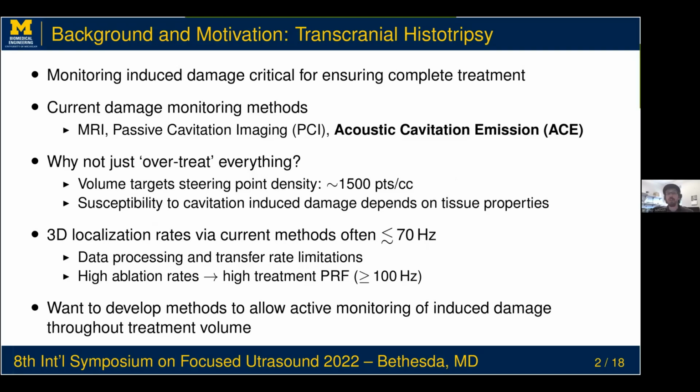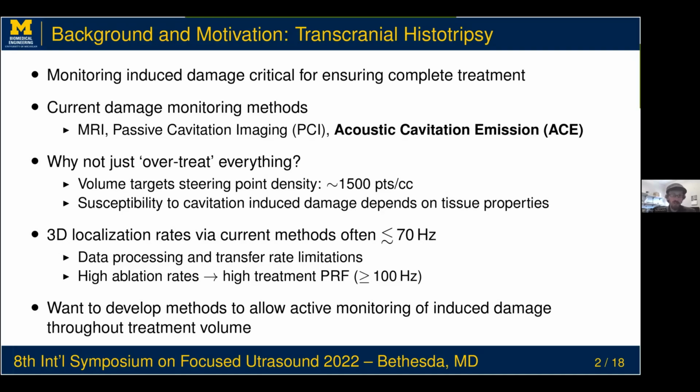We know that if you deliver enough histotripsy pulses to something, it'll eventually be fully destroyed. And the reason is that for volume targets, you have to steer the focal point of the array through a lot of different points to fully ablate the entire volume. And usually that's upwards of 1,500 points per cubic centimeter. And we also know that the susceptibility of different tissues to cavitation-induced damage differs. So there's no one-size-fits-all treatment level that'll ensure 100% damage in everything.